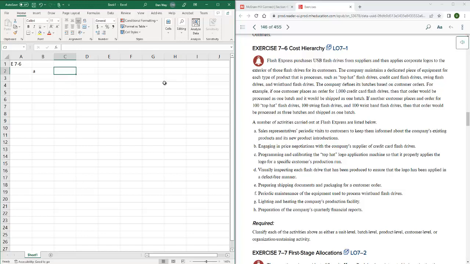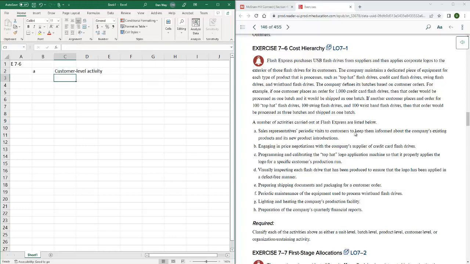So A said sales representatives' periodic visits to customers to keep them informed about the company's existing products and its new product introductions. So this is an activity that is conducted at the customer level, right? Let's say the company has 100 customers. This implies they're going to visit each of those 100 customers maybe weekly, monthly, quarterly, and so on, to keep them informed about what's coming down the pipeline in terms of products and what we can hopefully sell to them in the future. So a great example of a customer level activity.